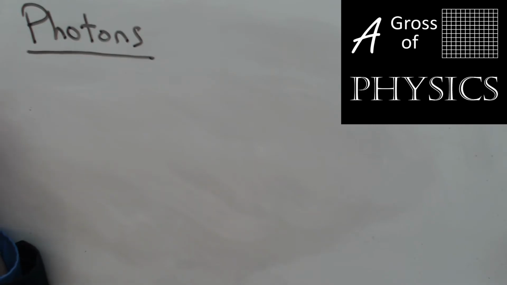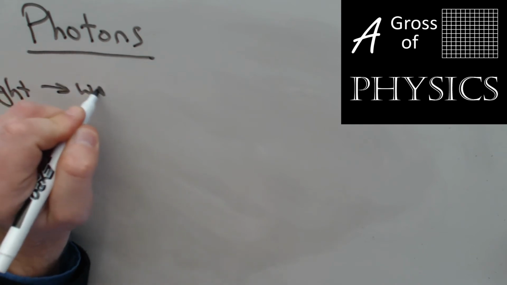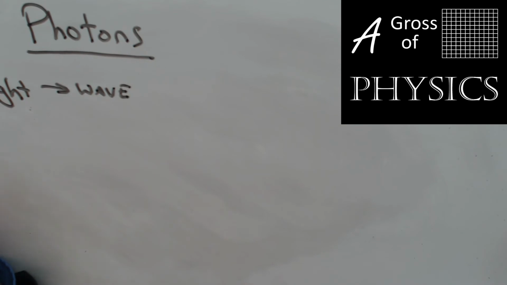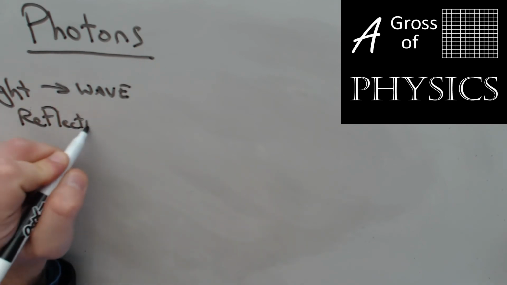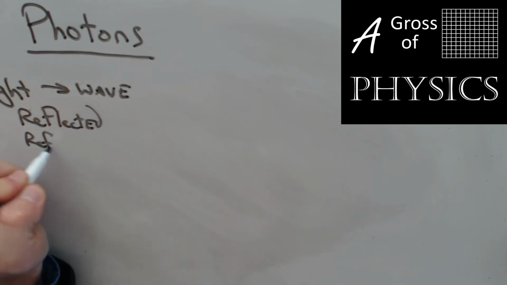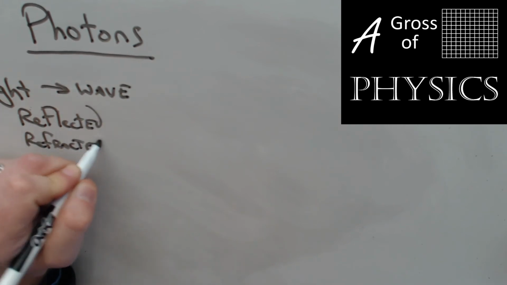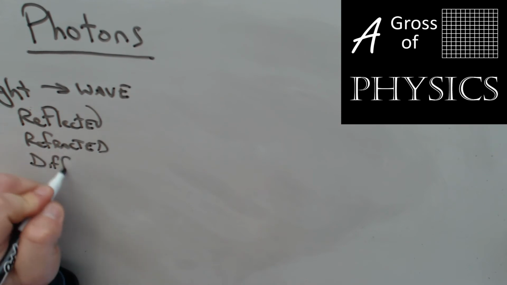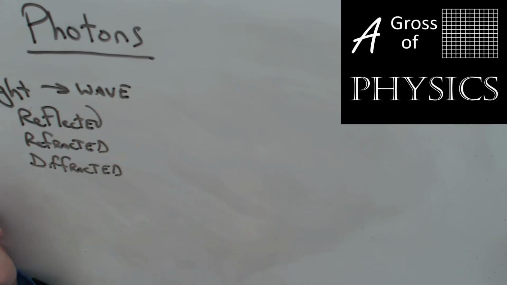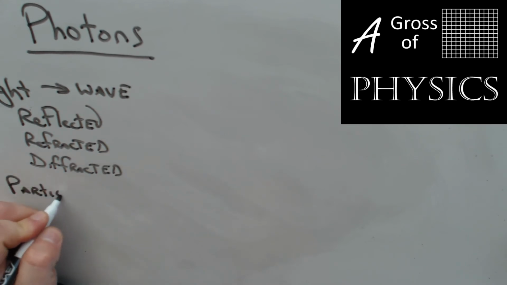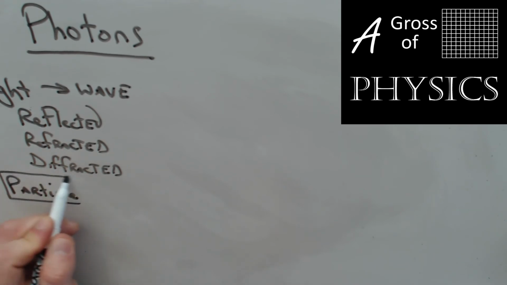Now, earlier in the course, we talked about light as a wave. And the way we proved that light was a wave is that it reflected, it refracted, and it diffracted. Now, Newton didn't believe that light was a wave. He thought it was a particle. And he wasn't able to prove that it was a particle during his lifetime.